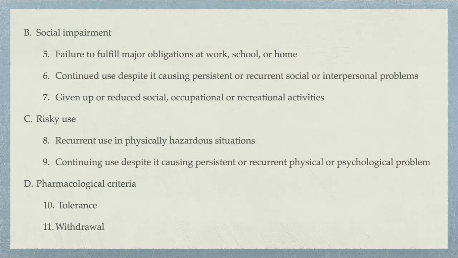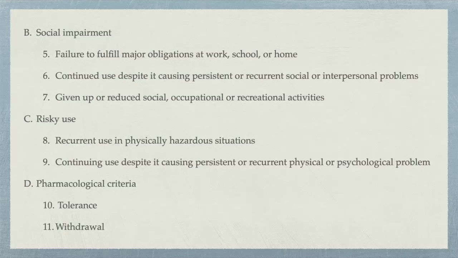Criteria 8 and 9 go to the risky use group. Criterion 8 may take the form of recurrent substance use in situations in which it is physically hazardous. And 9, the individual may continue substance use despite knowledge of having a persistent or recurrent physical or psychological problem that is likely to have been caused or exacerbated by the substance. The last group is pharmacological criteria, which include tolerance and withdrawal.